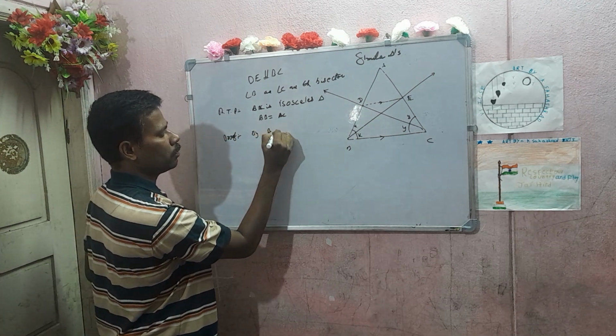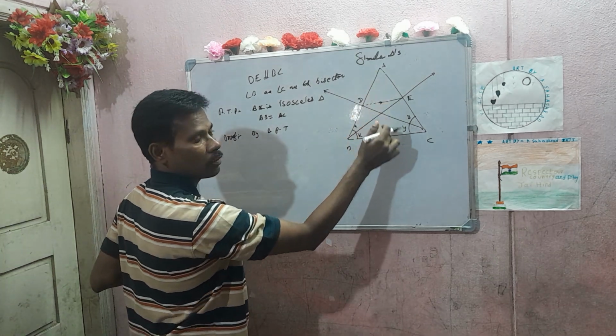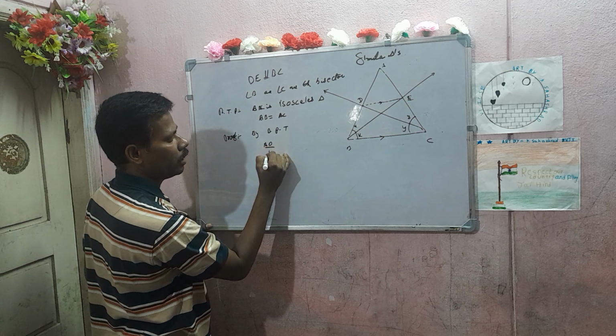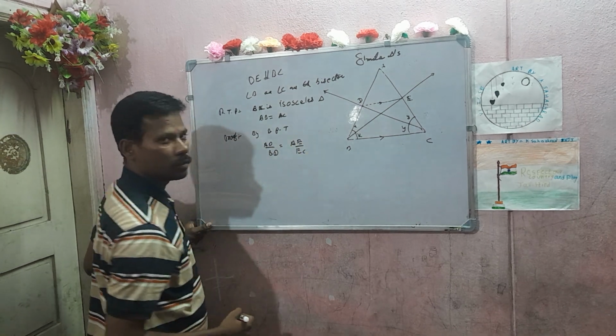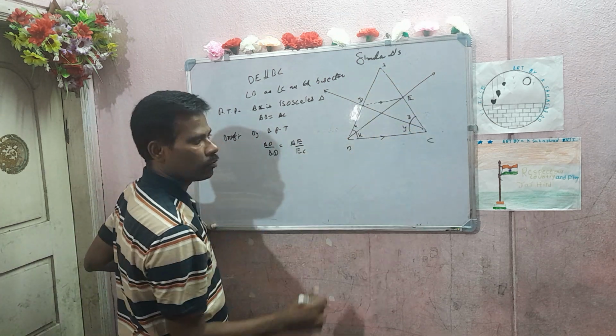By the basic proportionality theorem. What is the basic proportionality theorem? If a line is drawn parallel to one side, then it will divide the other two sides in the same ratio. AD by BD is equal to AE by EC. Mark this as 1.